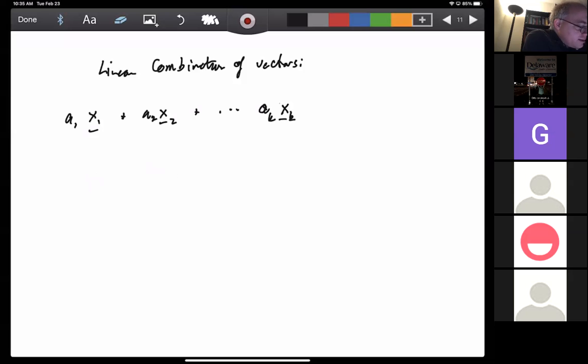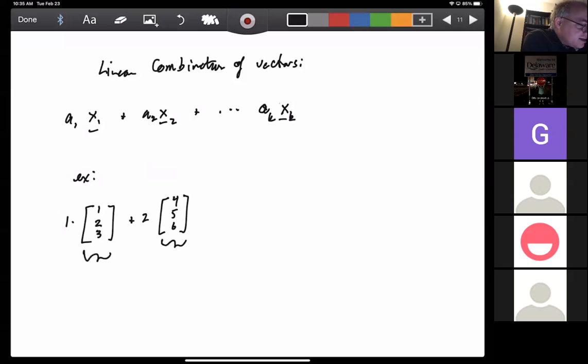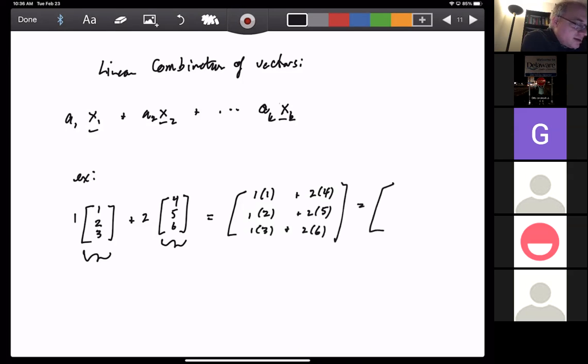Okay, so here's an example. 1 times the vector 1, 2, 3, plus 2 times the vector 4, 5, 6. That's a linear combination of these two vectors, 1, 2, 3, this guy, and 4, 5, 6, this guy. That's not a dot product of two vectors. Number one, because the result you get is a vector. Right, so 1 times 1 plus 2 times 4, 1 times 2 plus 2 times 5, 1 times 3 plus 2 times 6. So 1 plus 8 is 9, 2 plus 10 is 12, 3 plus 12 is 15.